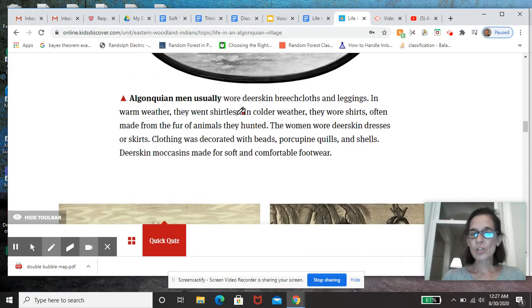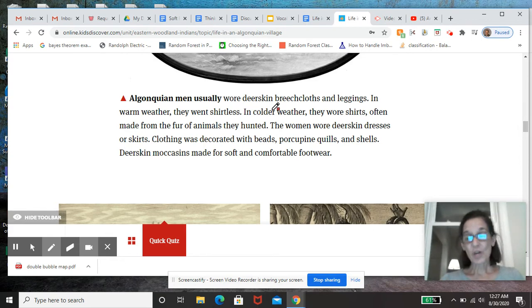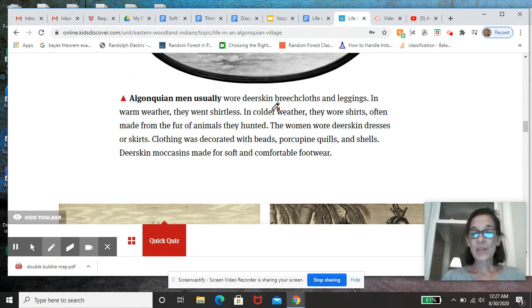Algonquin men usually wore deerskin breechcloths and leggings. We saw breechcloths in the Iroquois. In warm weather, they went shirtless. In cold weather, they wore shirts, often made from the fur of animals they hunted. The women wore deerskin dresses or skirts. Clothing was decorated with beads, porcupine quills, and shells. Deerskin moccasins made for soft and comfortable footwear.